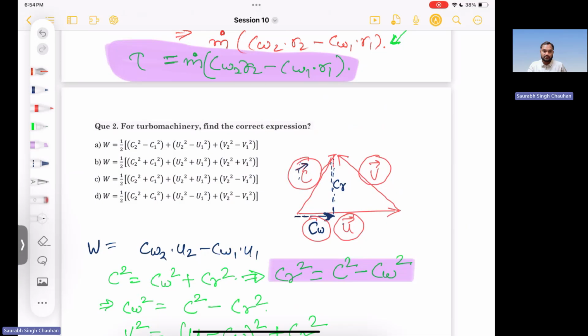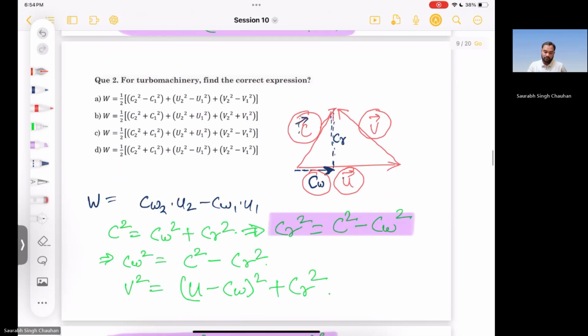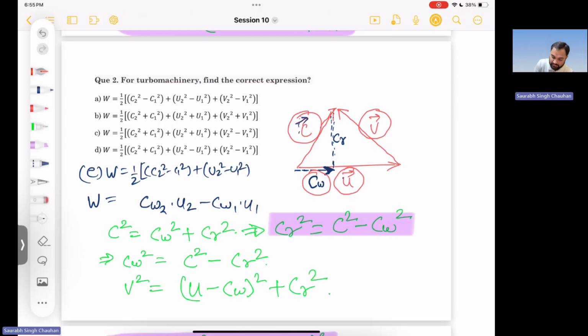All of these options are not correct. Okay, we will write our own option. W is equal to 1 by 2 (C2 square minus C1 square) plus (U2 square minus U1 square) minus (V2 square minus V1 square). And we will take this answer. Okay.